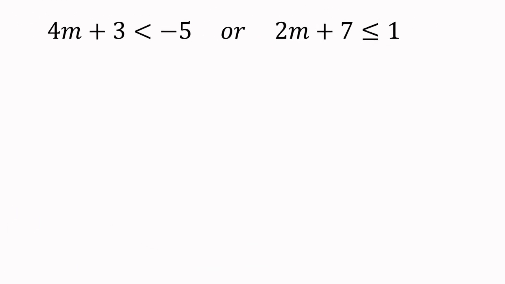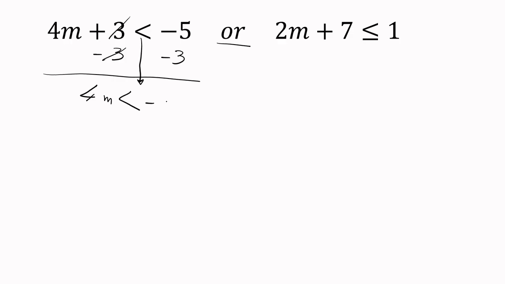Look at the next example. Here we have two inequalities that are connected with the word or. I'm gonna solve each one separately. 4m plus 3 is less than negative 5, so I need to subtract 3 from both sides. I need to add negative 3 to both sides. If I do that, these two are gonna cancel each other out and I'm gonna have 4m. I'm gonna bring it down. Is less than what? Negative 8.